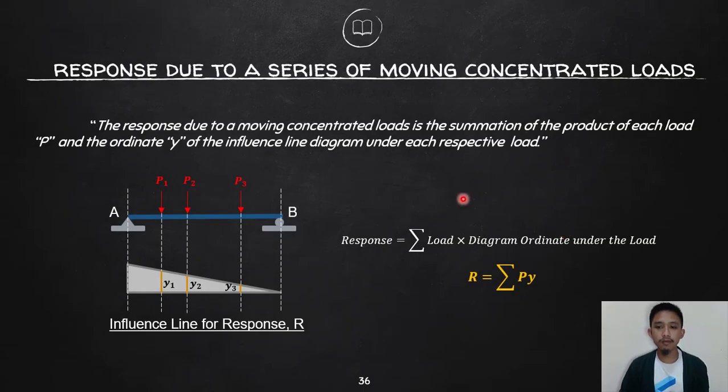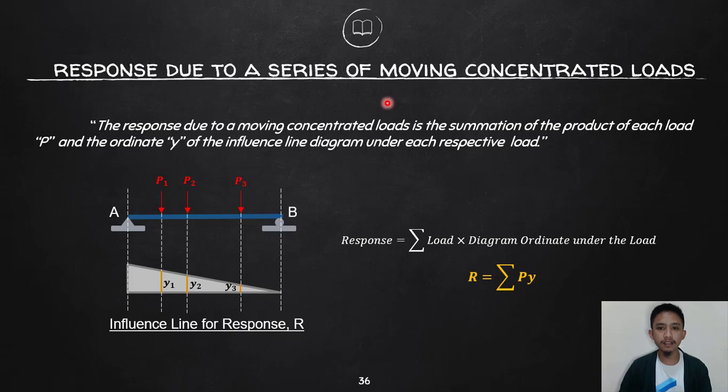Okay. How about if that is a series of moving concentrated loads? So again, in relation to what we discussed in your unit 1, the actual response of a single concentrated load is the product of the load itself with the ordinate in your influence line. Then that relates with your series. If we say series, that is just a combination of more than one concentrated load. So what happens on a single concentrated load happens on the other concentrated loads.